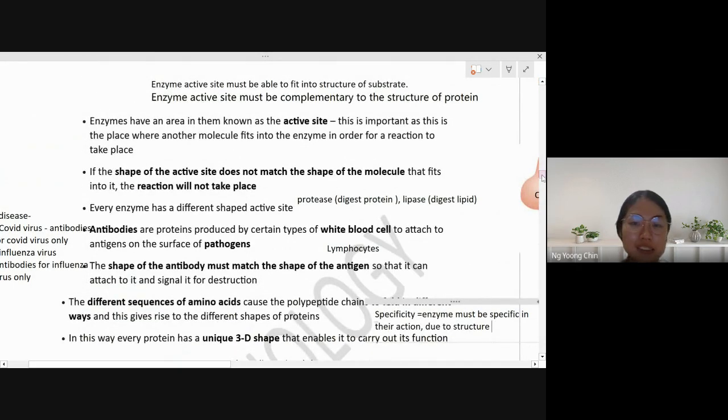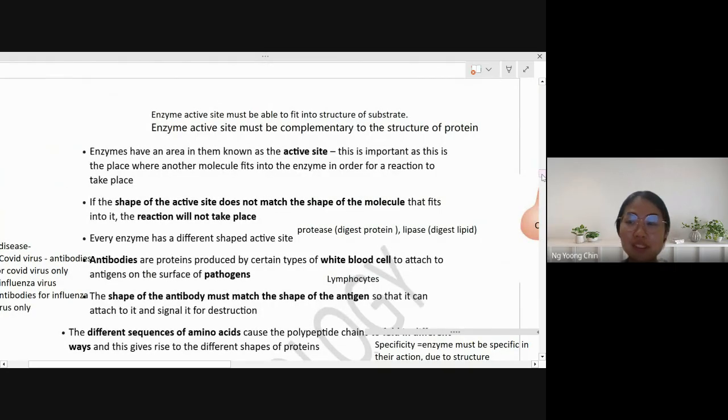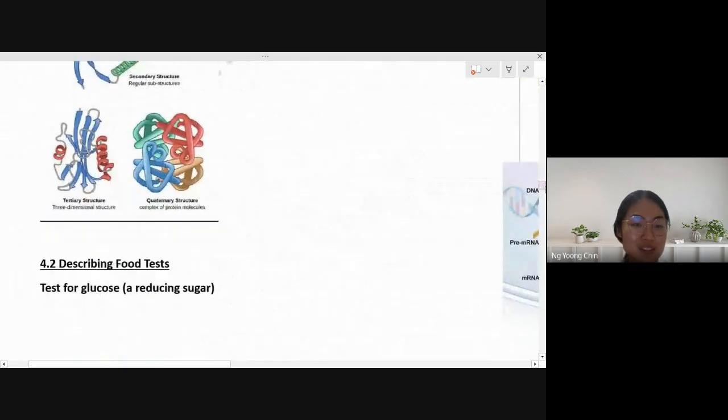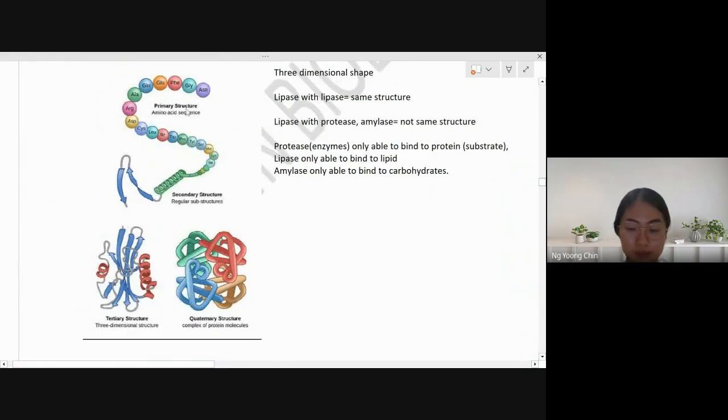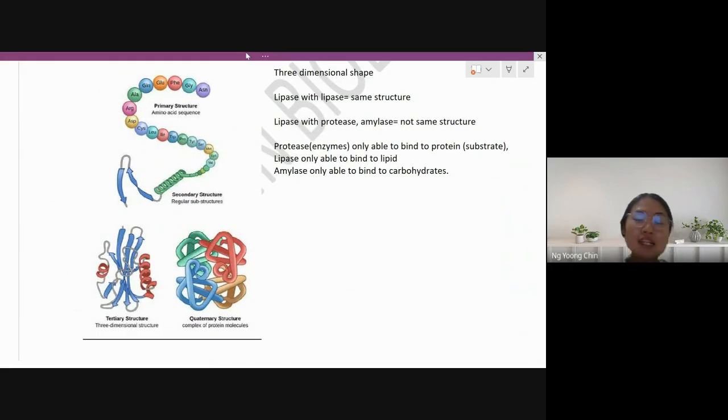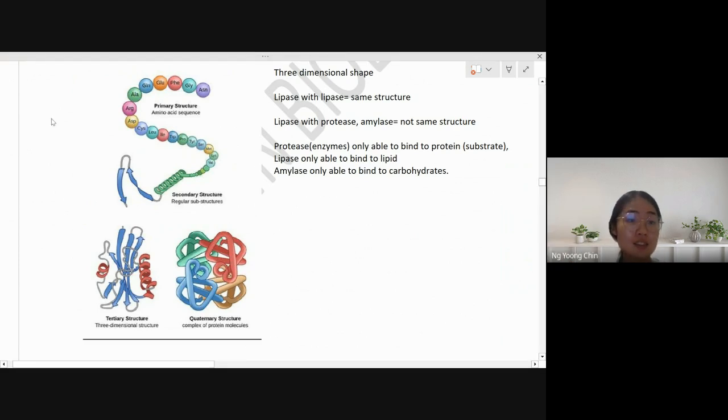Okay, such a long story about the protein. For your information, proteins are classified into four levels of organization. You can see from the primary structure, which is the polypeptide chain. The primary structure is a polypeptide chain, right?